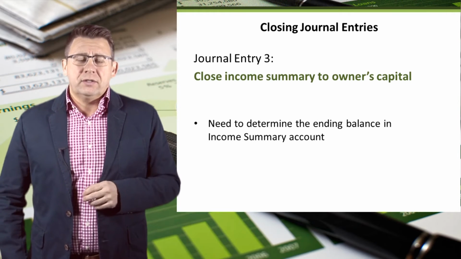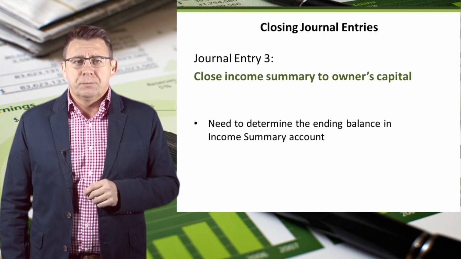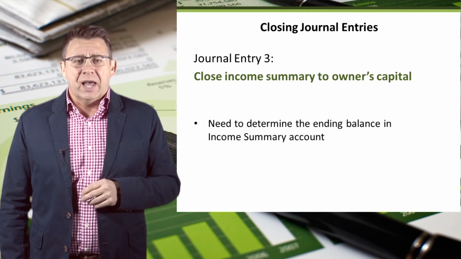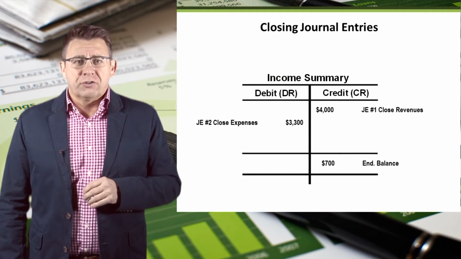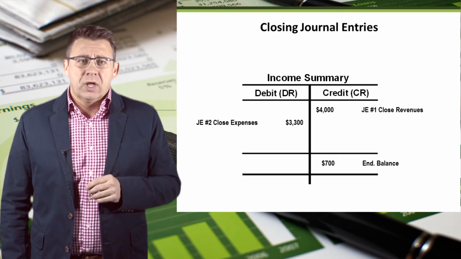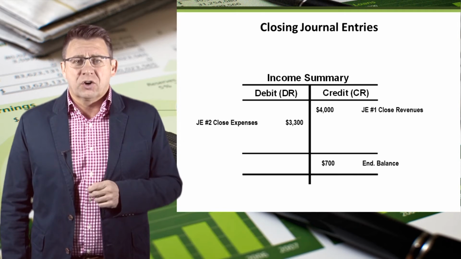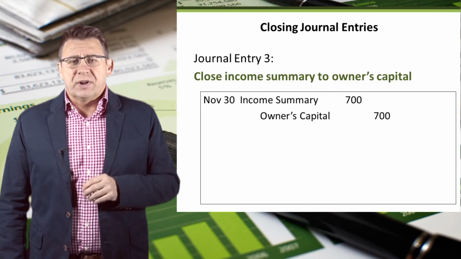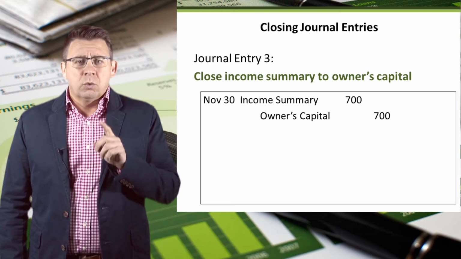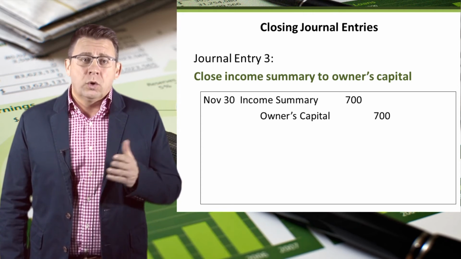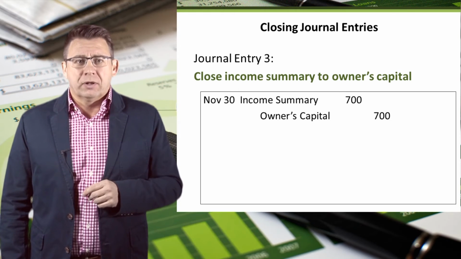The third closing journal entry is to close income summary to owner's capital. To do this, we need to figure out the ending balance in income summary. Once we've posted the first two journal entries, we can determine the balance in income summary. The balance should equal our net income. In this case, the balance is $700 credit. So to close income summary, we will debit the account $700. The balance is now zero, and it will remain zero until next period when we close our temporary accounts all over again. The credit is to owner's capital.